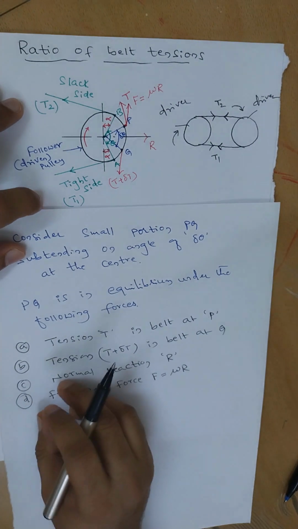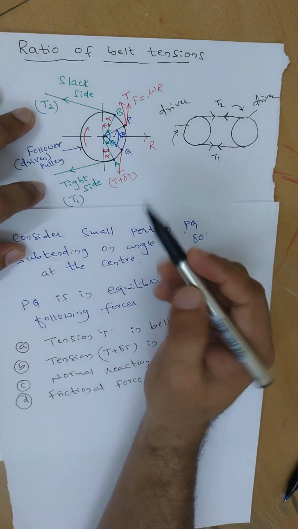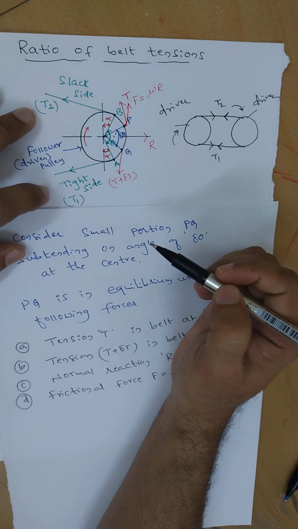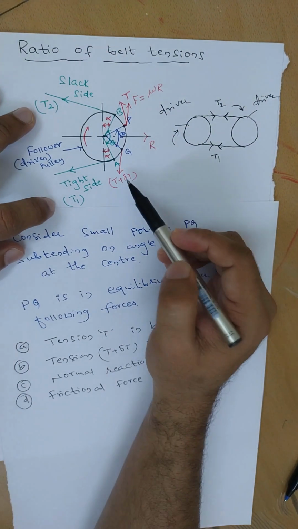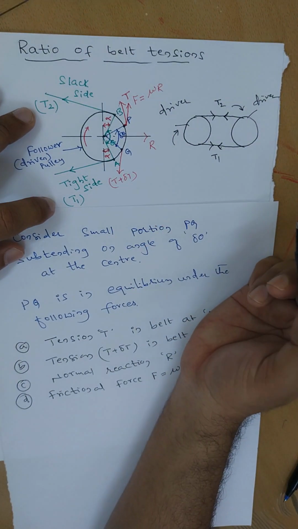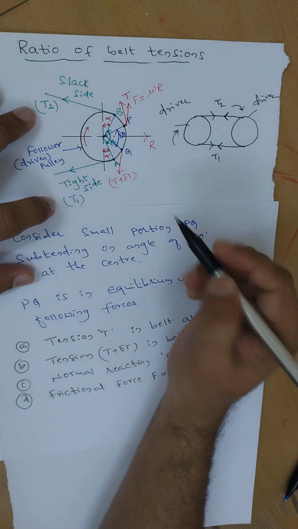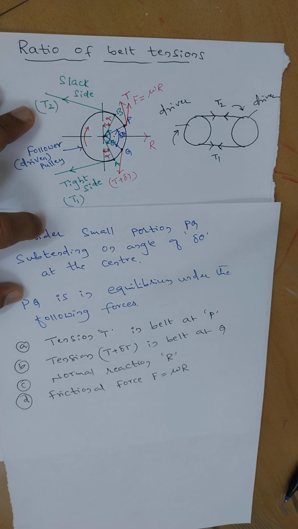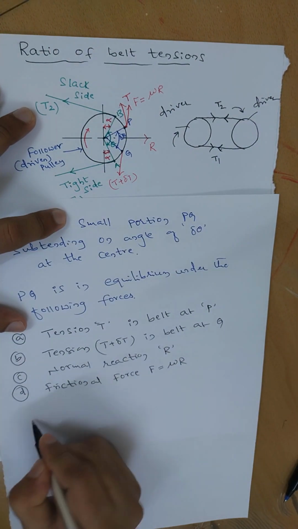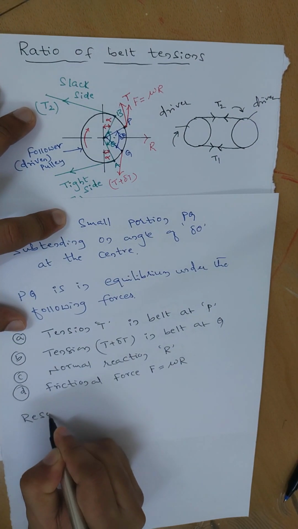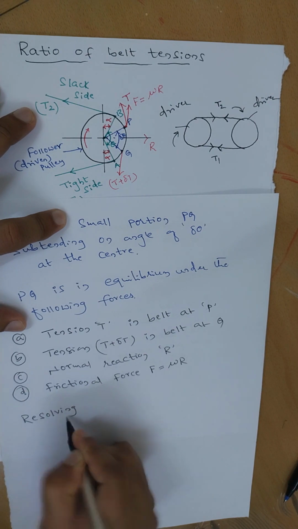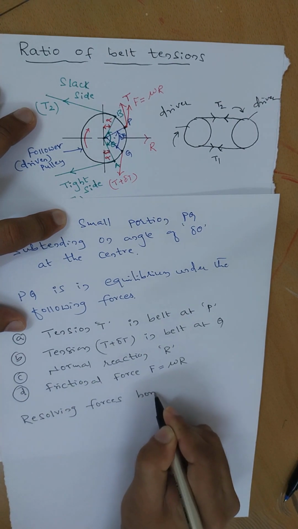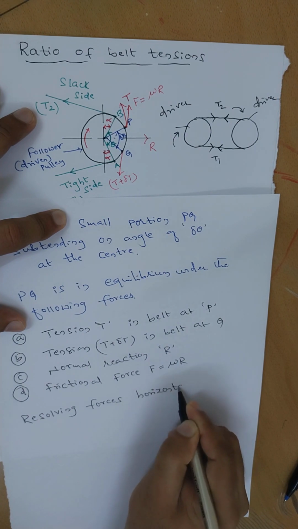Now what is the next step? If PQ should be in equilibrium, what do we need to do? We need to resolve the forces horizontally and vertically, and only then will it be in equilibrium. Now the next step: resolving forces horizontally.